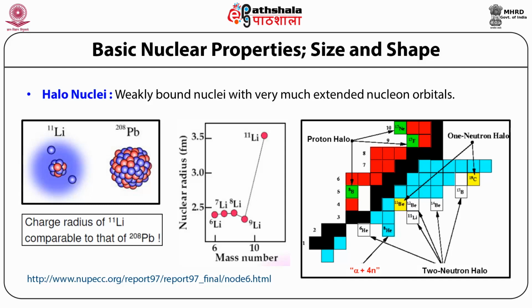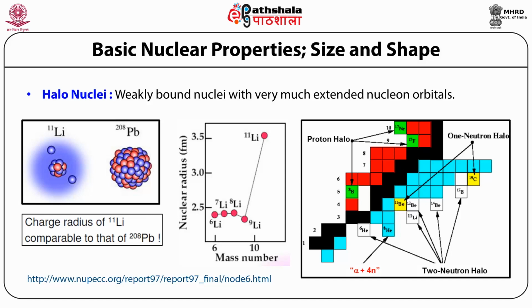Now in the second small picture, the nuclear radius of various lithium isotopes is plotted as a function of mass number. In this picture we can see that for lower mass isotopes like 6 lithium, 7 lithium, 8 lithium, 9 lithium, the radius is almost constant and has a low value. But for 11 lithium, the charge distribution extends up to the value of 3.5 Fermi, which is quite huge. So 11 lithium in this region is a special nucleus which is called the halo nucleus.